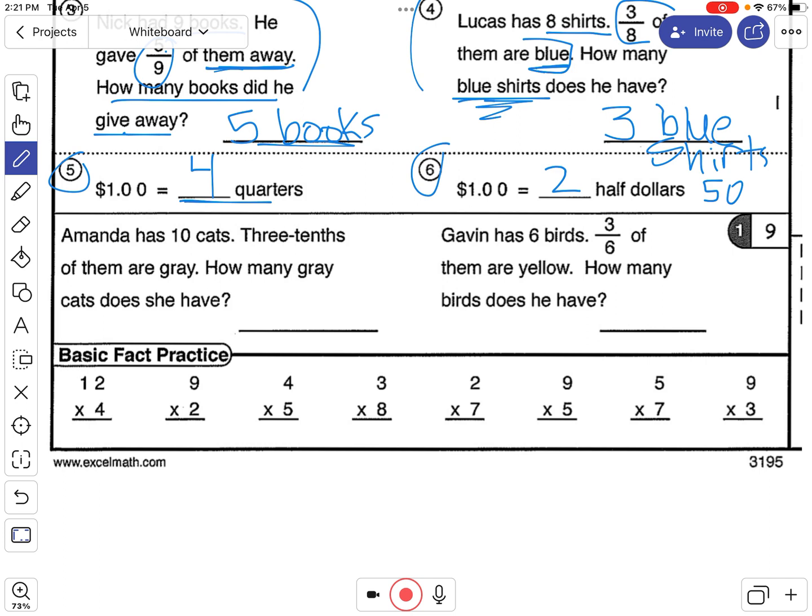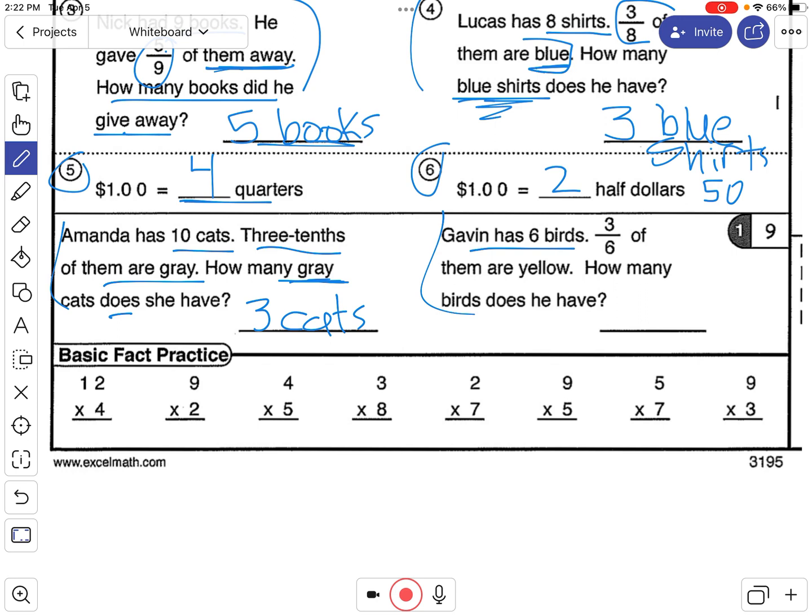All right, pause the video, do both of these problems right here, and then turn the video back on when you have the answers, and you added up the check answer. Did you remember to add up the check answer? Amanda has 10 cats. 3/10 of them are gray. How many gray cats does she have? 3/10 means that she has 3 gray cats. I'm just going to write 3 cats.